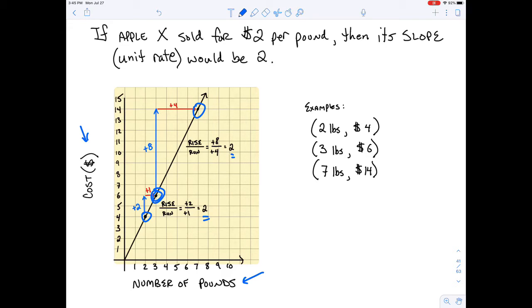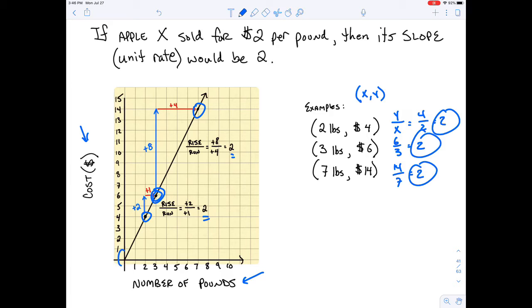I can also go over here and say, since all ordered pairs are x's and y's, I can take my y divided by x here and get 4 divided by 2 and get 2. 6 divided by 3 is 2. 14 divided by 7 is 2. So these things not only are linear, but they are proportional. They're proportional because these are all the same. On the graph, it's proportional because it goes through the origin.